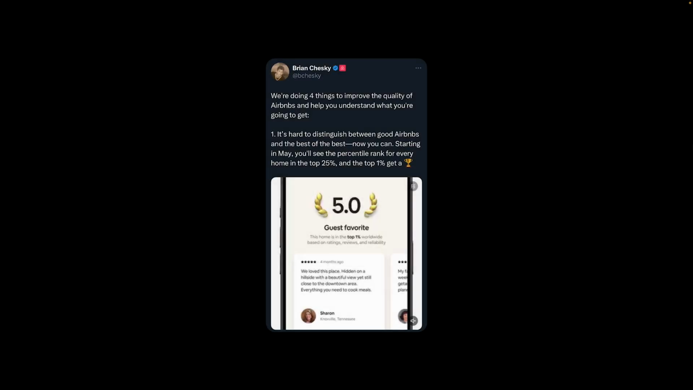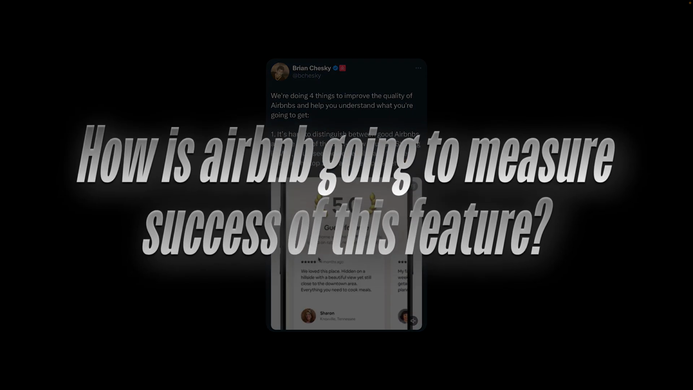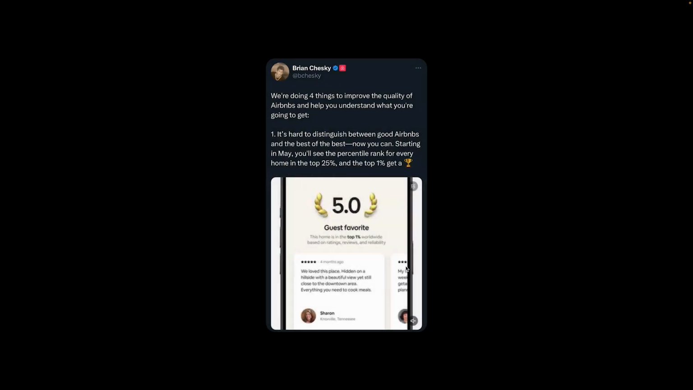Now, the second test is this, which I showed you before. Now, this is probably simpler because it's hard to distinguish between good Airbnbs and the best of the best. They introduced this feature. Now, I want you to go ahead and think about what are the metrics it is solving in the metric scale. What is the company goal that this feature is solving? What is the feature KPI? What is the primary KPI? And what is the secondary KPI that this feature is solving? How is Airbnb going to measure the success of this feature?